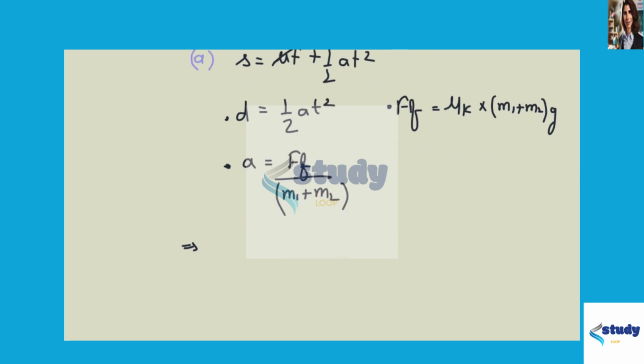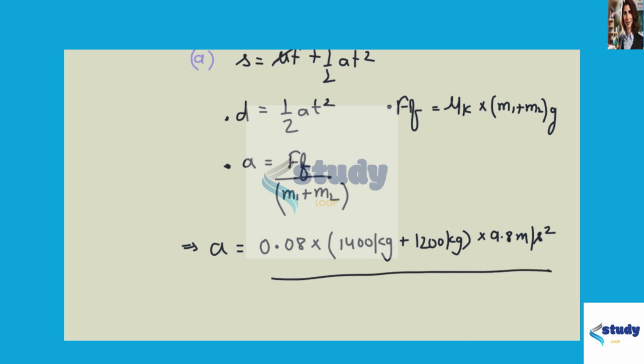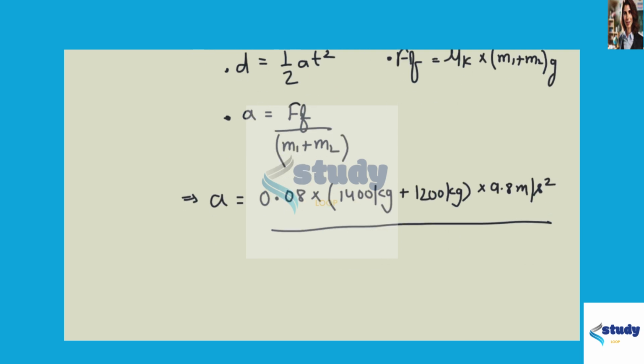So substituting the known values into the equation above, the acceleration a is equal to 0.8 times the mass of the first car, which is 1400 kg, plus 1200 kg, times acceleration due to gravity, that is 9.8 meter per second square, upon the total mass of both the cars, which is 2600 kg, and that comes out to be 8.56 meter per second square.